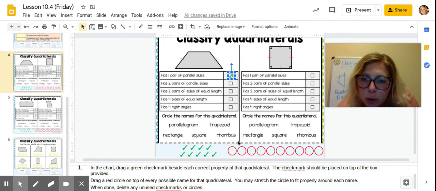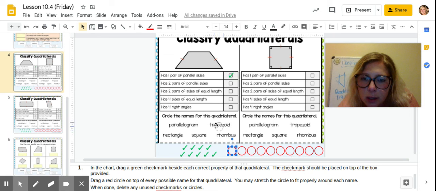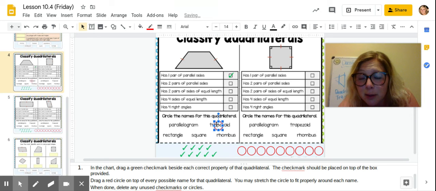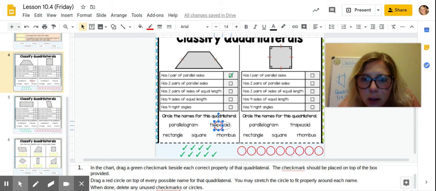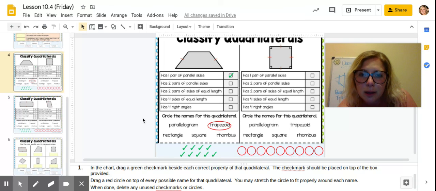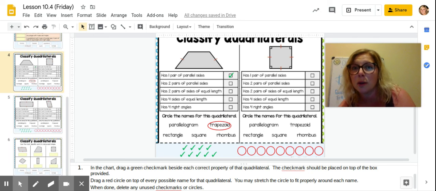So I would move my red circle over. If you're watching this, you already got the first answer. Then you can move your circle to make it bigger so you can circle the whole thing. And there you have it. There's the first one done for you. Hope you're watching and paying attention.